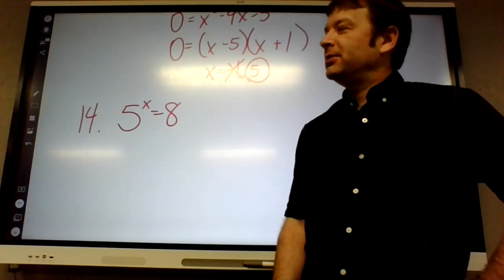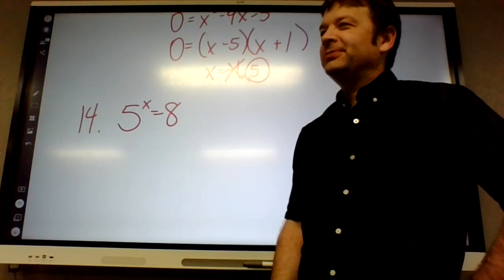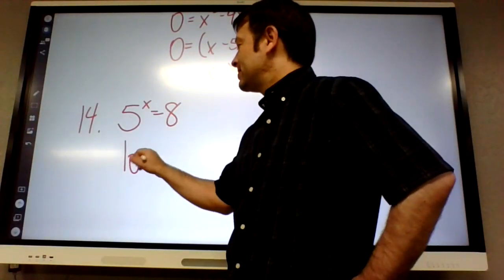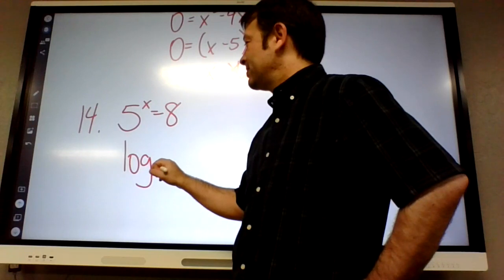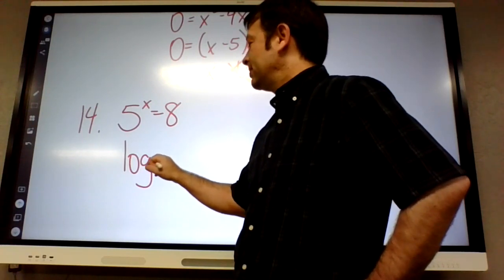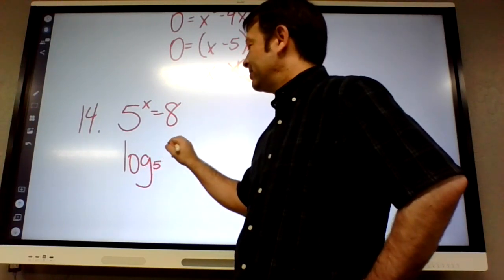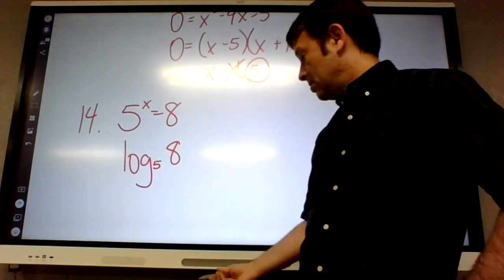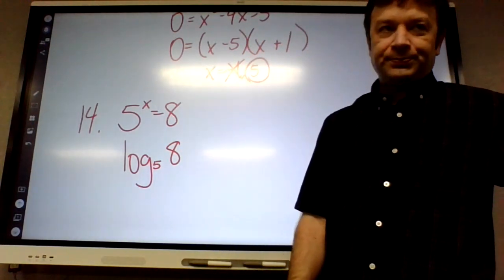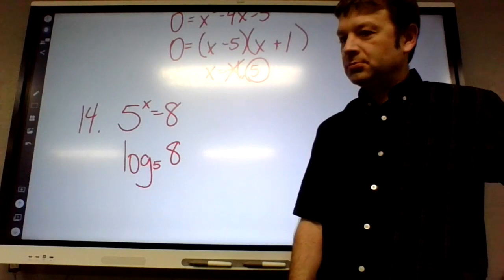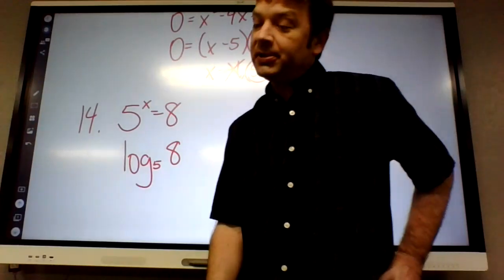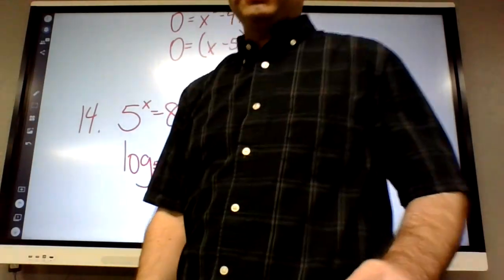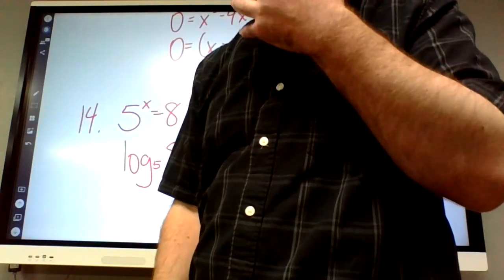How'd you do that? Allison, do you know how to set this one up? Isn't it just log base 5 of 8? Yeah, good job. It probably says rounded to the hundredths place, the second decimal place. 1.29, yeah.